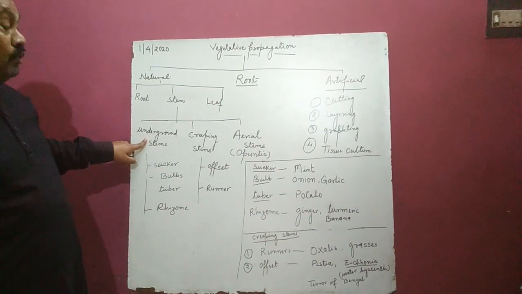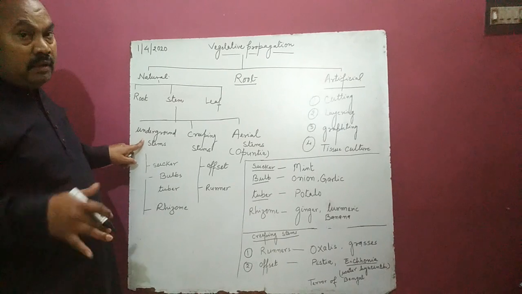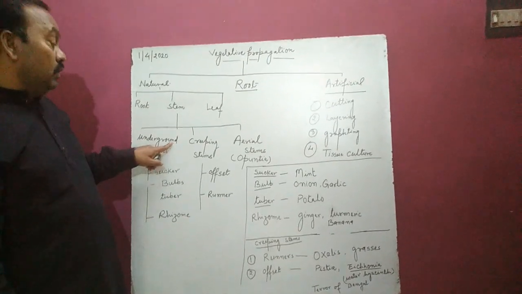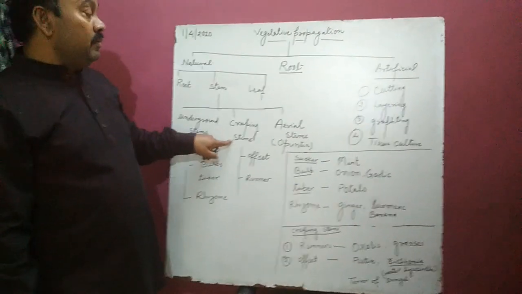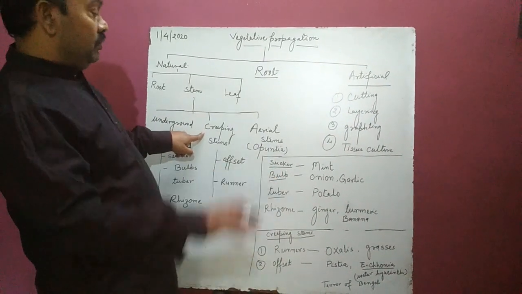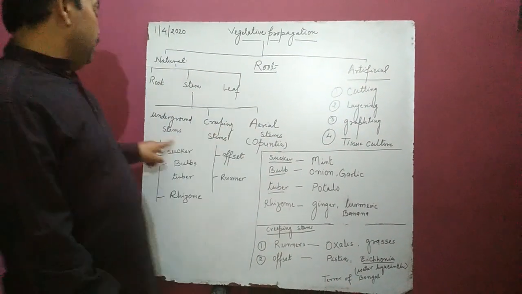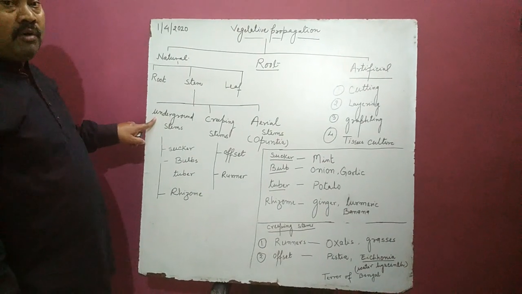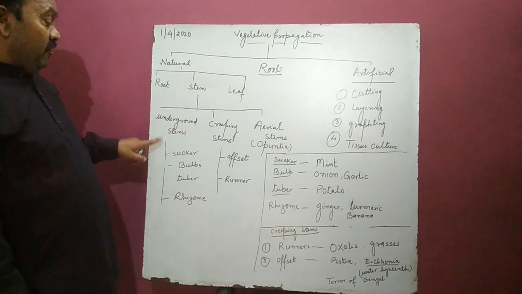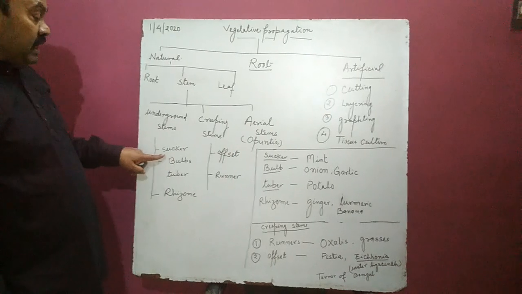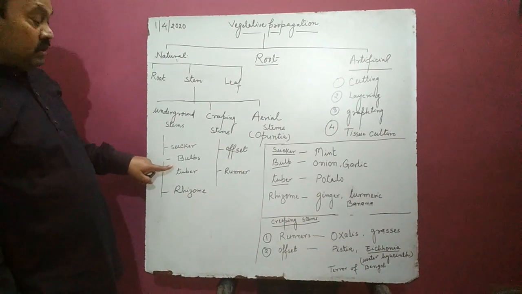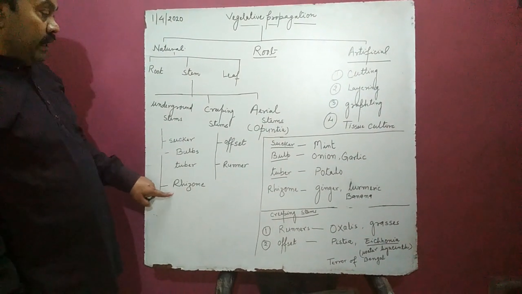Underground stem: those stems which are present in the underground region are called underground stems. Creeping stem creeps on the surface of the soil. Aerial stem is present in the aerial region. Underground stems are modified into the following types: first is the sucker, next is the bulb, and next are tuber and rhizome.